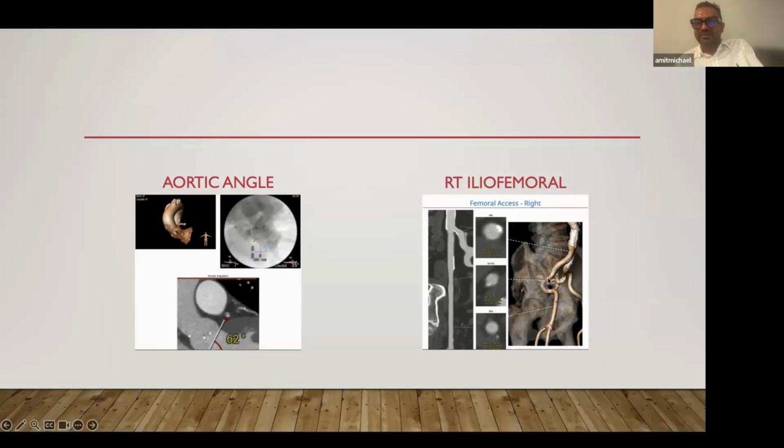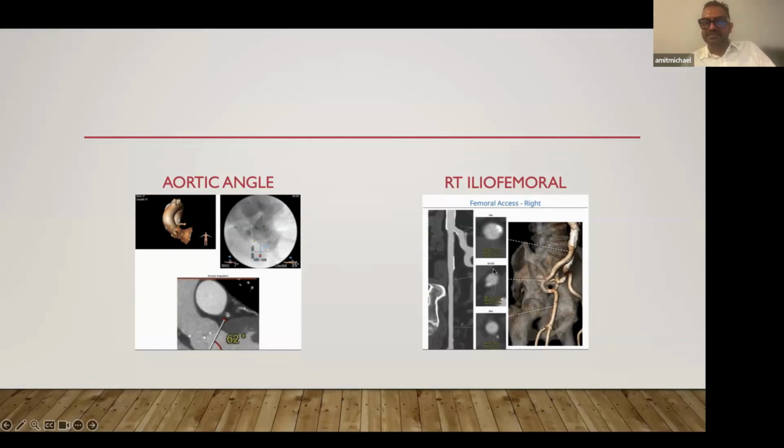Then we look at the iliofemoral axis to see whether there's any significant disease. That's at the level of the common femoral artery, then the external iliac and the right iliac artery. Because we're going to access the common femoral artery, we need to make sure there's no significant anterior or posterior calcium on the wall. The puncture site should be clean, because if there's a lot of calcium, closing that vessel at the end of the case, when you're using such thick sheaths, is a nightmare, and sometimes that can fail. That poses the risk of high vascular complications.